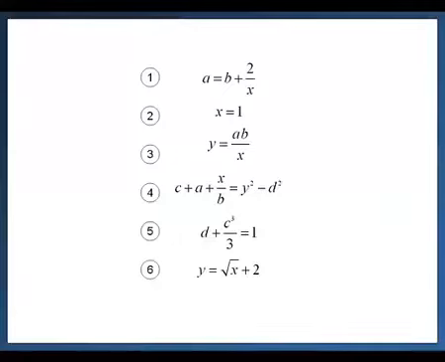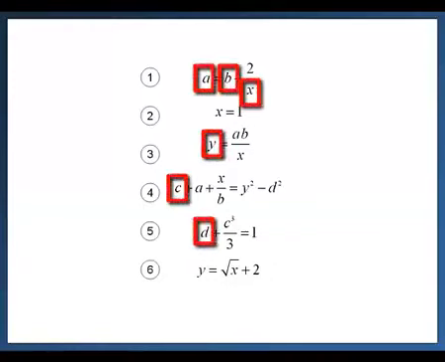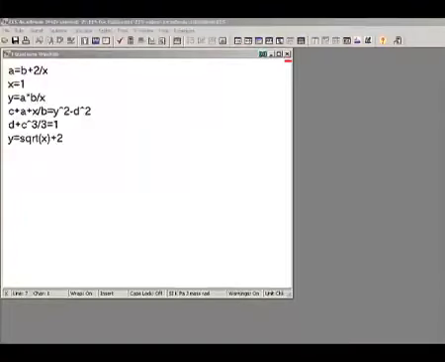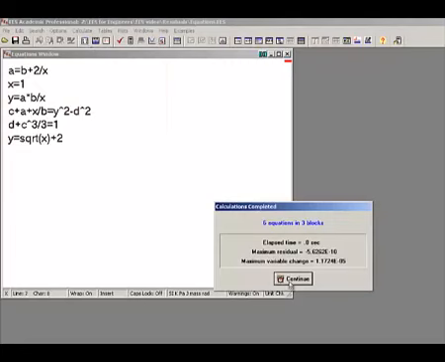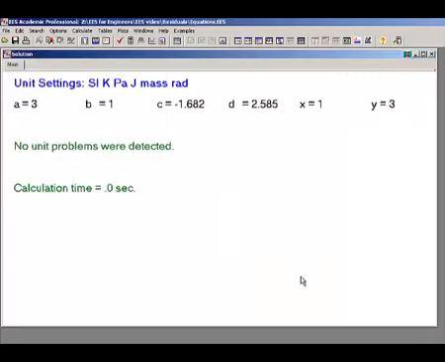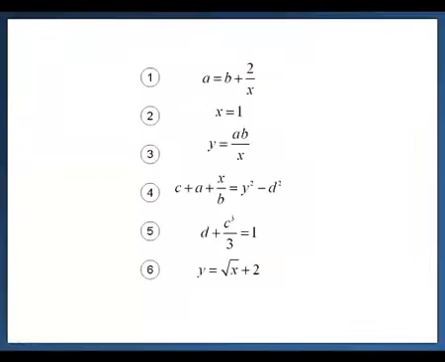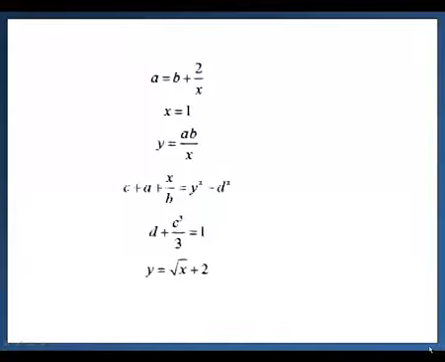These are 6 nonlinear equations in the 6 unknowns that are highlighted by these red boxes. These are the variables a, b, x, y, c, and d. Here these equations have been entered into the equations window in EES, and by selecting Solve, I can obtain the solution that's shown here. EES automatically reorganizes these equations so that they can be solved most efficiently.